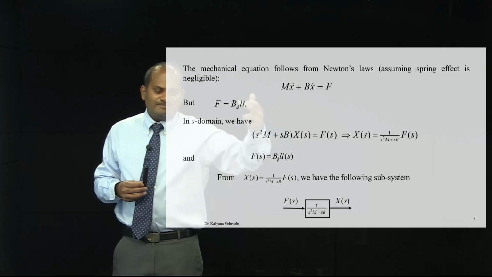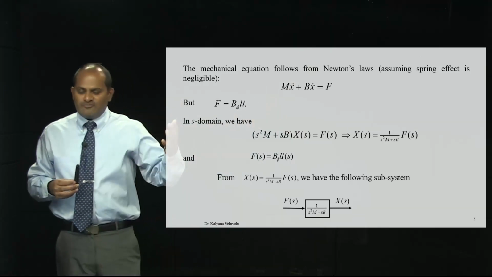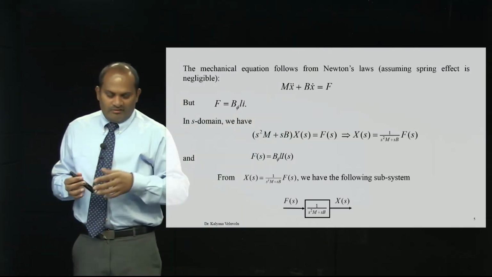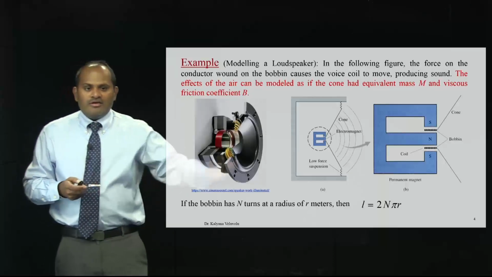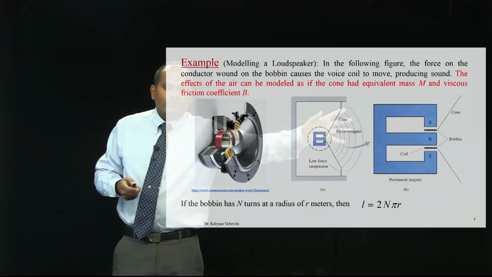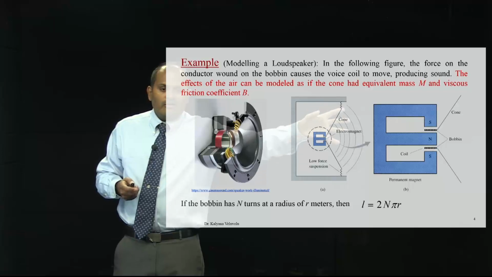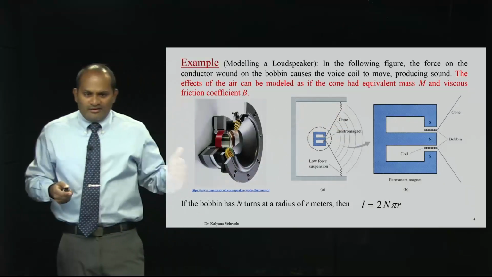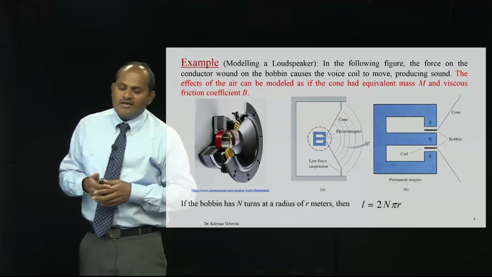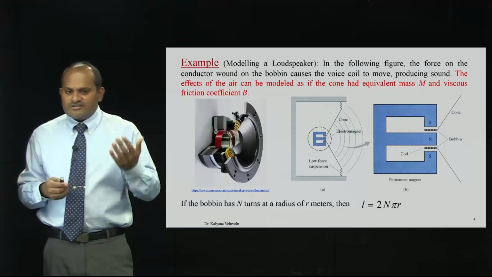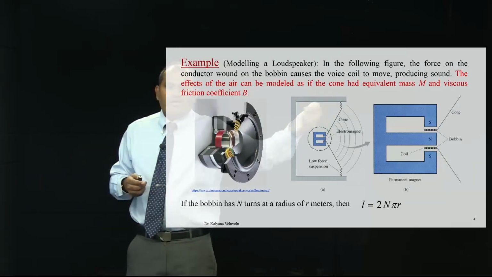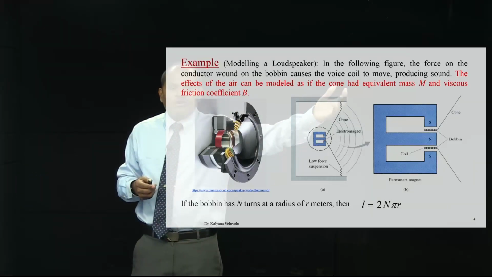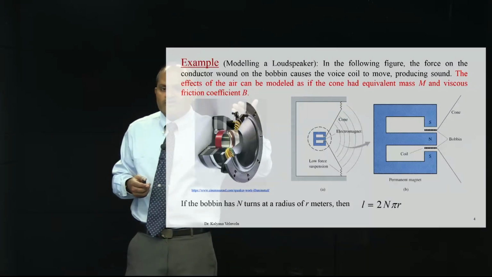So, what is this one? This is the opposition force. For example, the speaker is trying to push the air molecules, right, the air molecules. So, this air can be modeled in terms of a mass m and a viscous friction coefficient V. The effect of the air can be modeled as if the cone has equivalent mass m and viscous friction coefficient.